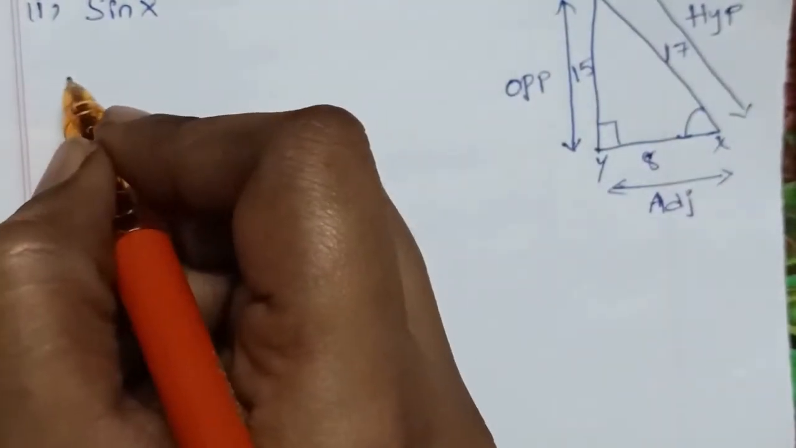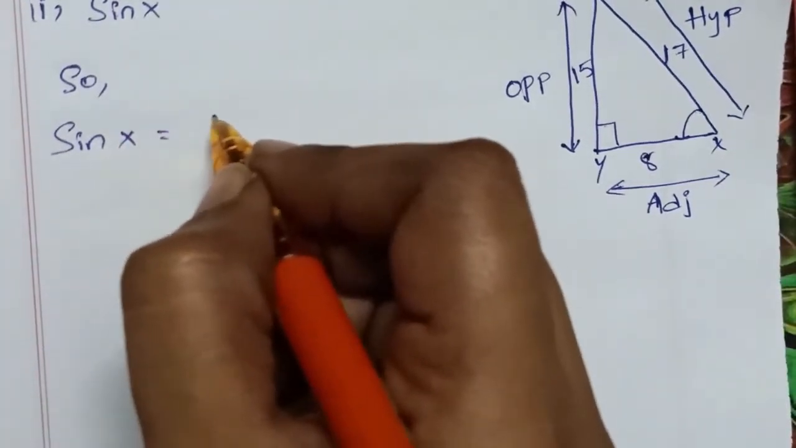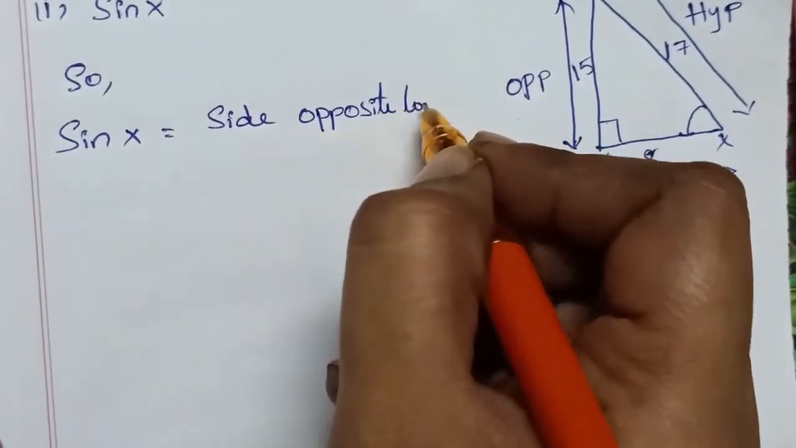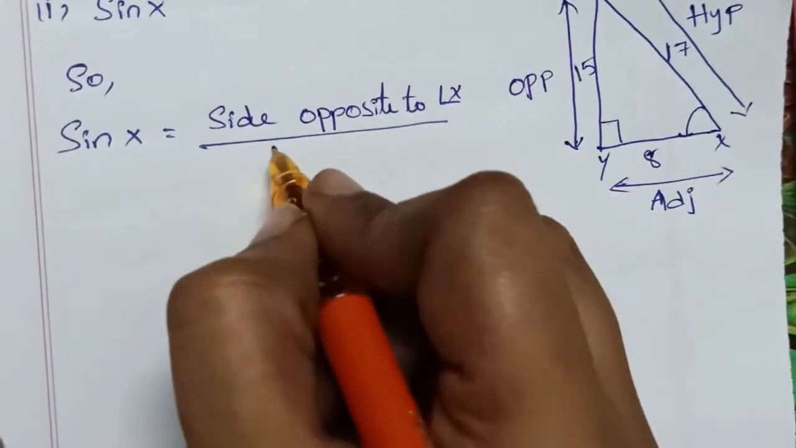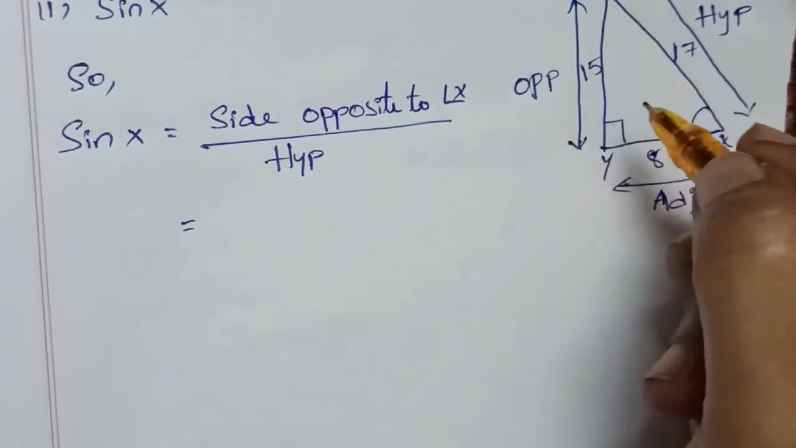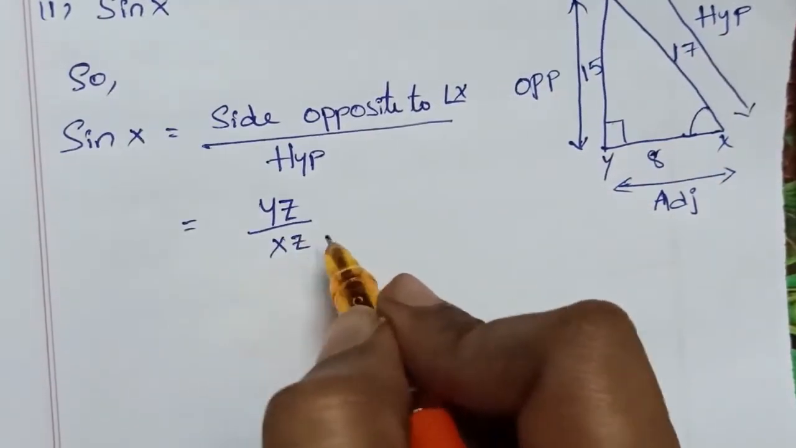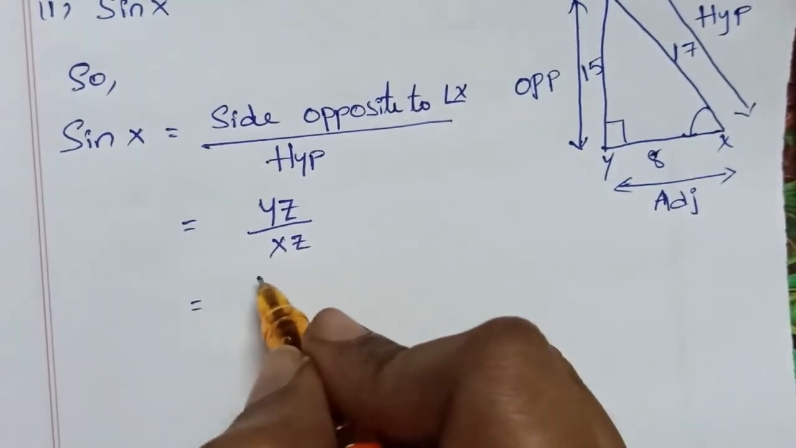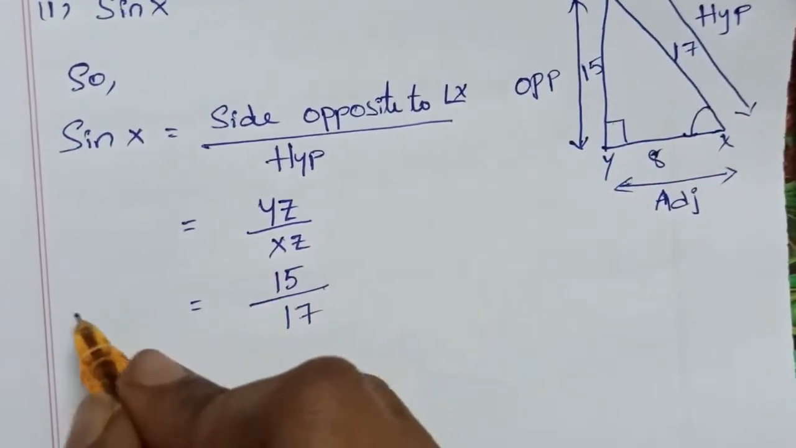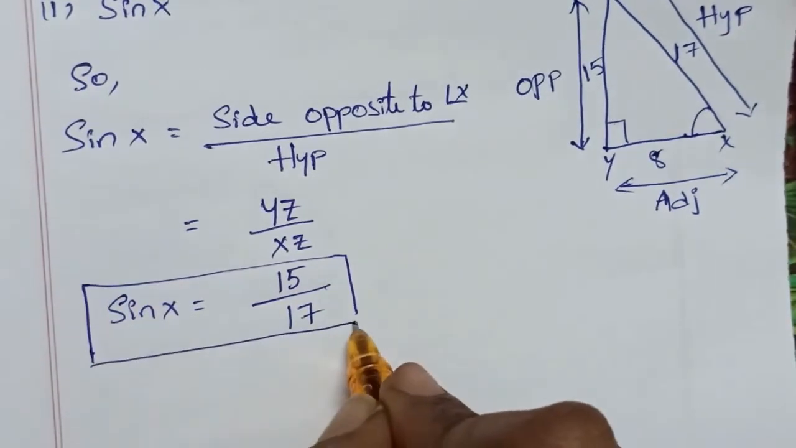So sin x is equal to side opposite to angle x by hypotenuse, that is, opposite is YZ, YZ by XZ, is equal to YZ length is 15 and XZ length is 17. Therefore sin x is equal to 15 by 17.